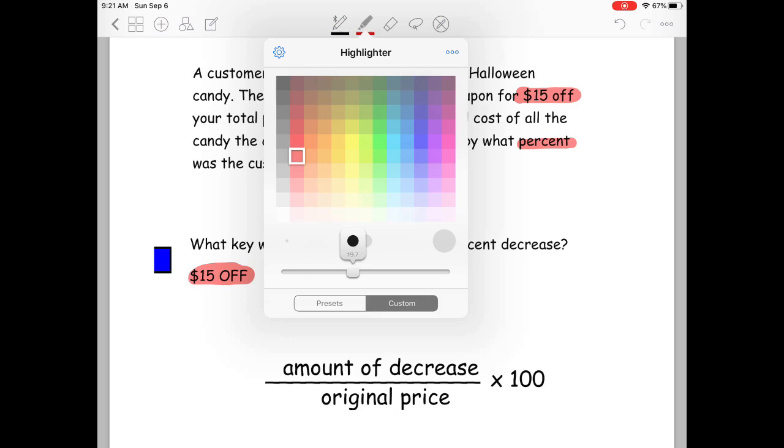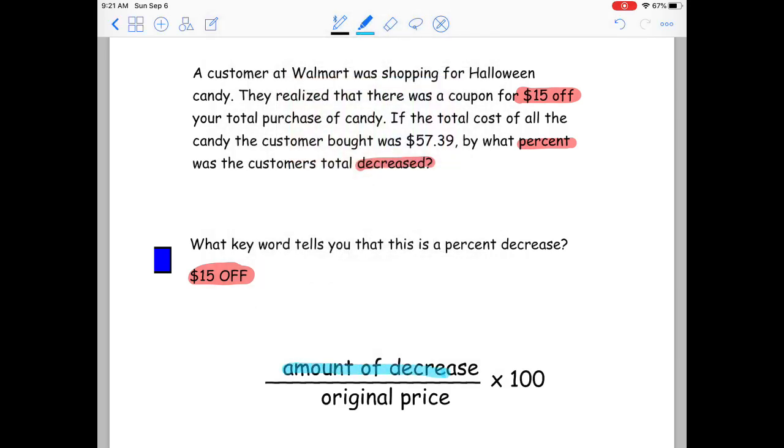And again, we have our same formula. We have amount of decrease divided by original price. So we need to figure out what was the amount that decreased. Well, I know my original was $57.39. And then they took off $15. So how much did it decrease? Well, let's see. First, we need to take off the $15 to see how much it is. So 9 minus 0 is 9. 3 minus 0 is 3. Bring down the decimal. 7 minus 5 is 2. 5 minus 1 is 4. So I'm left with $42.39.